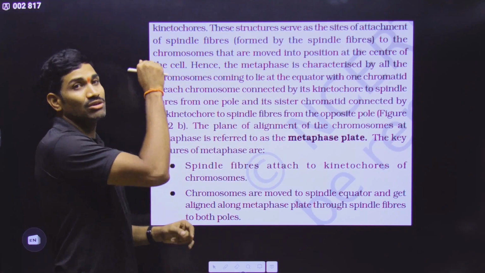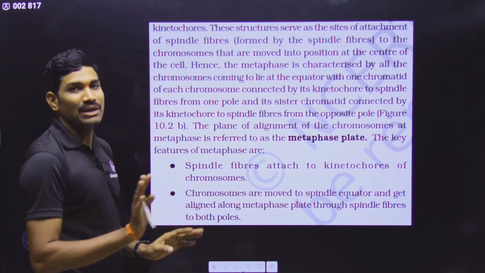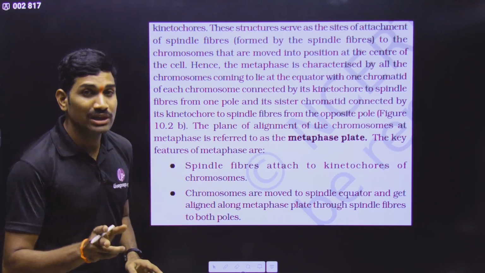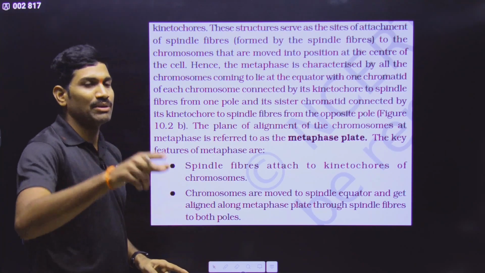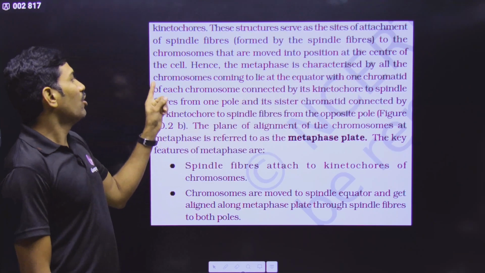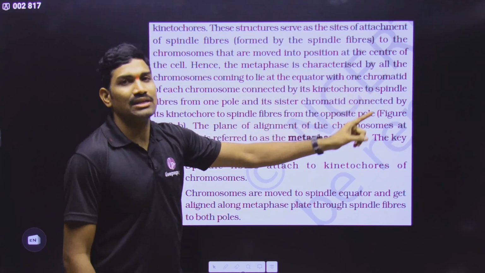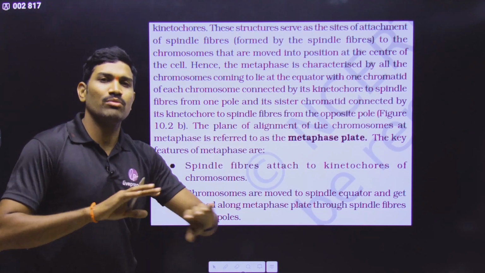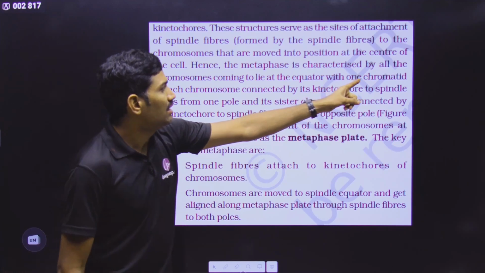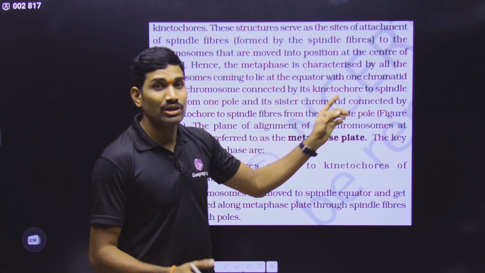Here they are saying center of the cell, but here they are saying that they are coming to the center of the spindle apparatus. I will tell you clearly. Even though they are saying center of the cell, what is technically more correct? Center of the spindle apparatus is more correct. Hence, metaphase is characterized by all the chromosomes coming to lie, lie meaning present at the equator. That means in metaphase all the chromosomes are present at the equator, the center of the spindle apparatus, with one chromatid of each chromosome connected by its kinetochore.